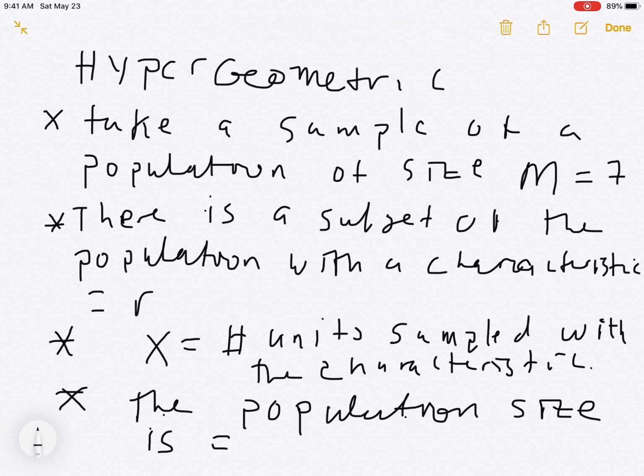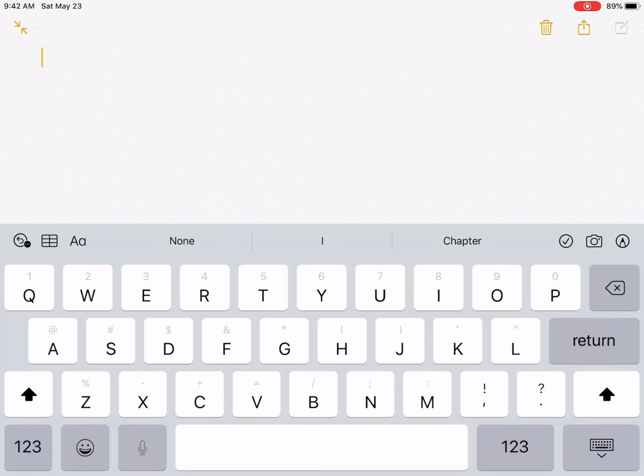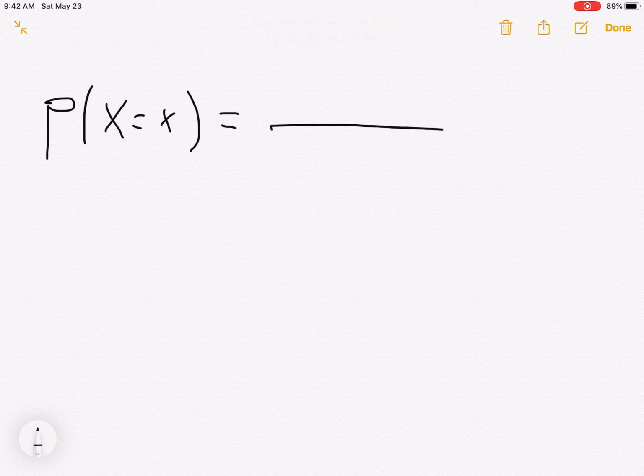I'm going to call the population size n. Okay? And now we're ready to write down the probability distribution function. So if I want to know the probability that there are x individuals with the characteristic, well, the population size is going to be n, and I'm going to choose m of them.